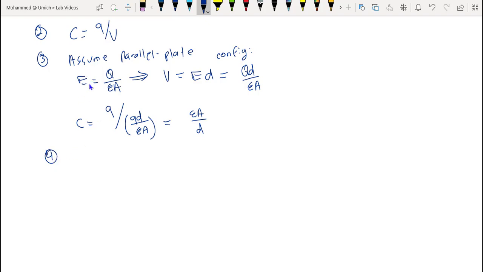The charge on the capacitor cannot change instantaneously. Why? Because the current to the capacitor is related to the charge on the capacitor by I of t equals dQ/dt. So, if the charge on the capacitor were to change instantaneously, that would require an infinite current, which is not physically possible. Charge cannot change instantaneously.